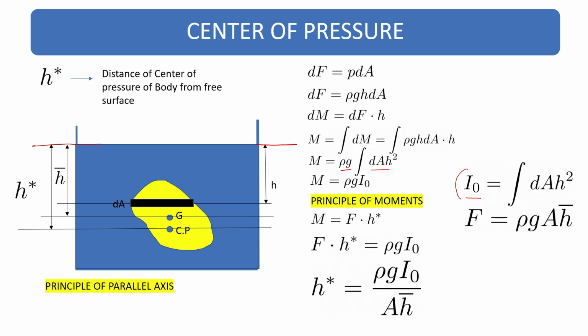According to the parallel axis theorem, I0 is equal to Ig plus A h bar square, where Ig is the area moment of inertia about the centroid, and A into h bar square is the area times the square of the distance of the centroid from the free surface. So I0 is the area moment of inertia about the free surface, Ig is the area moment of inertia about the centroid, plus A into h bar square.